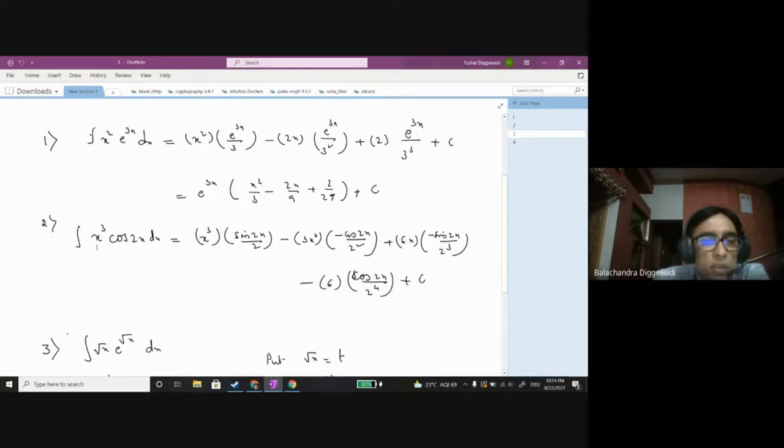Here x cube as it is, integration of cos ax is sin ax by a. Once integrated, this is called v. Now start to differentiate. Positive, negative, compulsorily. X cube differentiation is 3x square. Again integrate this term: minus 2x cos 2x divided by 2, and 2 into 2 is 2 square. Now differentiation of this term is 6x, and its integration is sin 2x divided by 2. The minus sign remains as it is, and 2 square is converted into 2 cube. Its differentiation is 6.